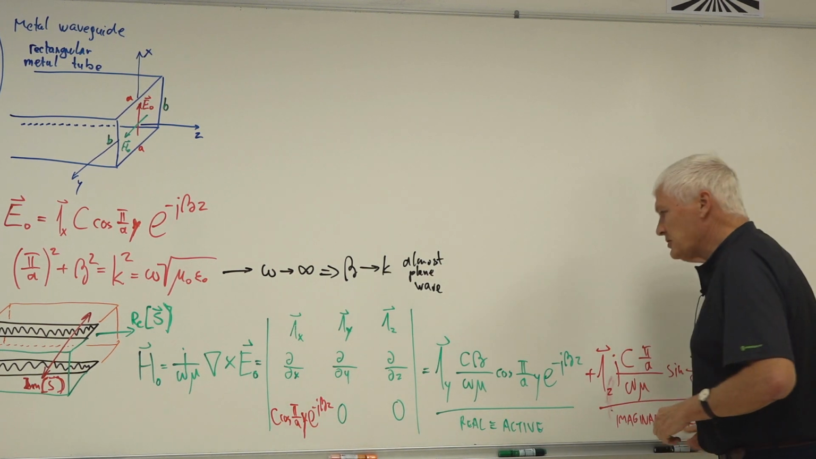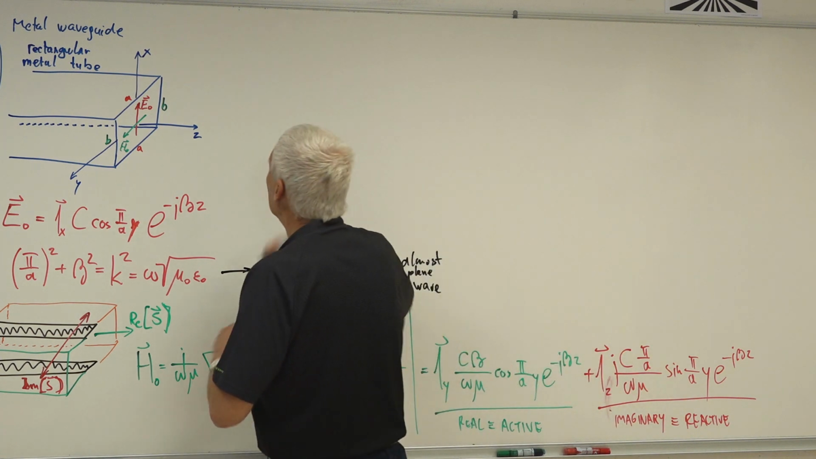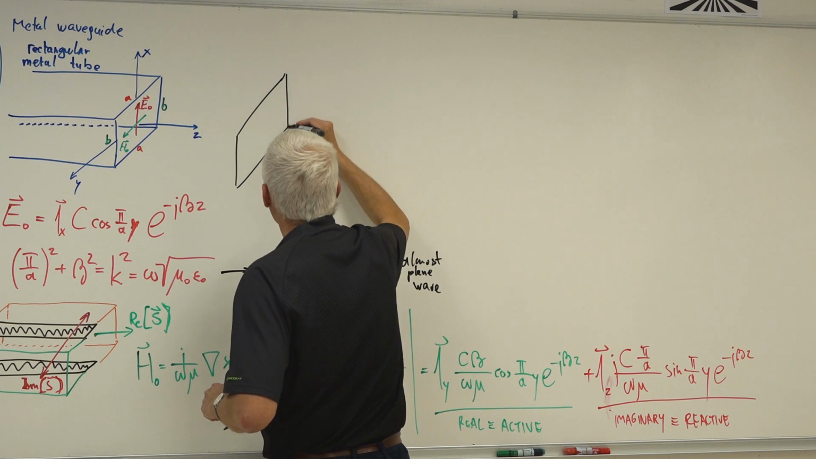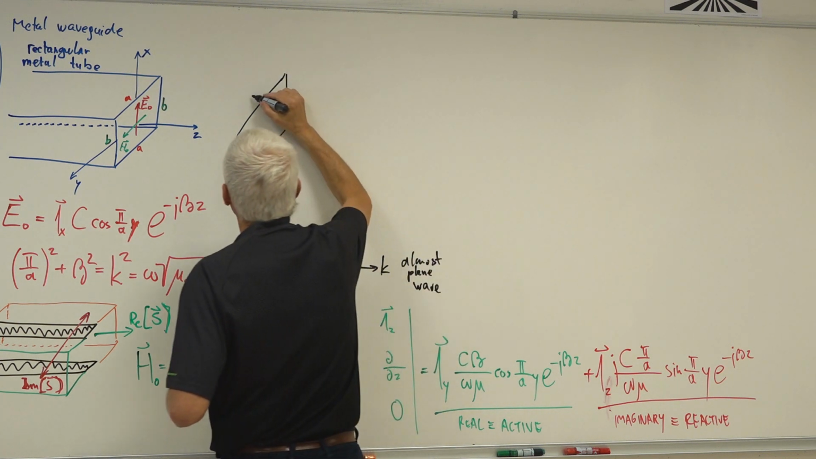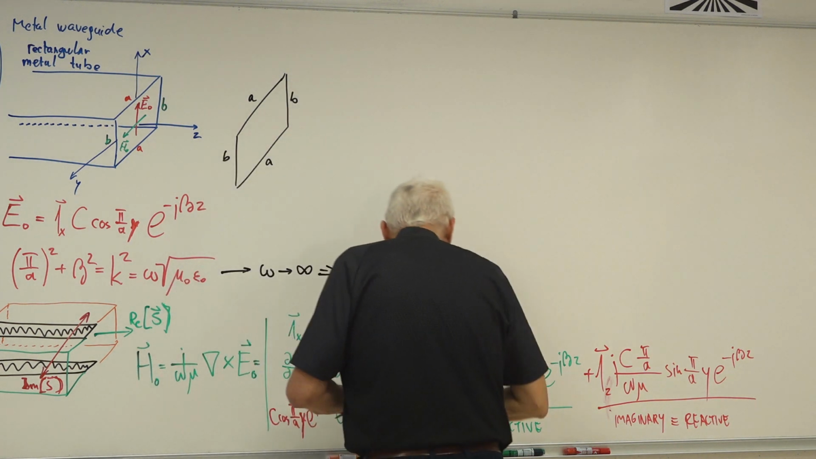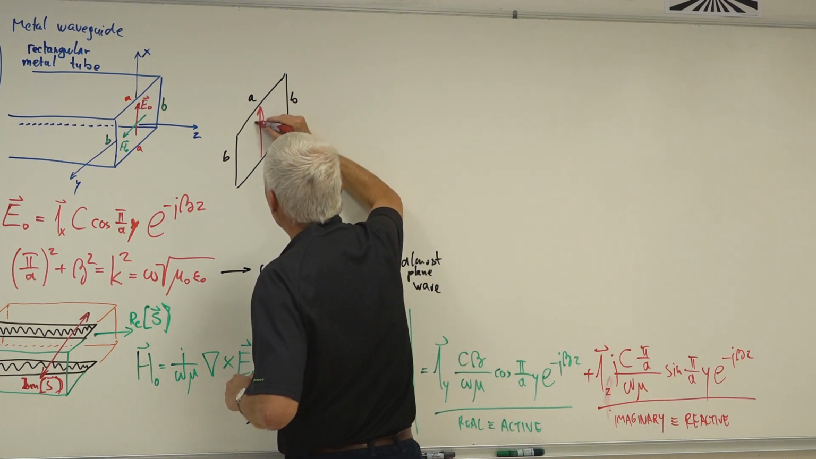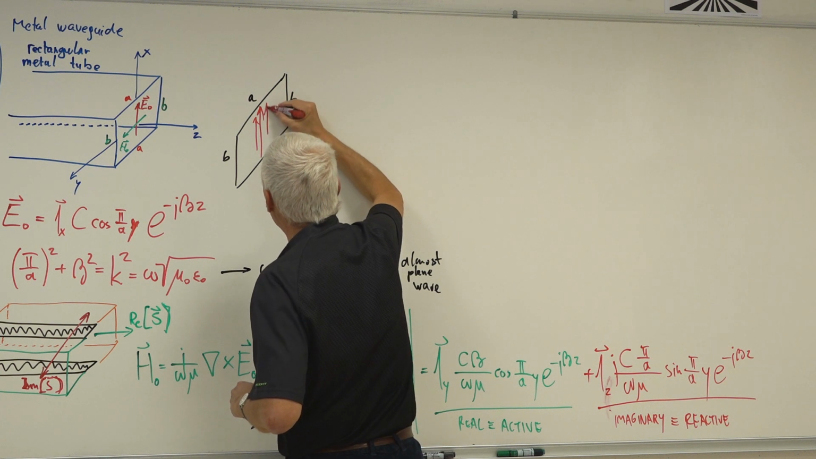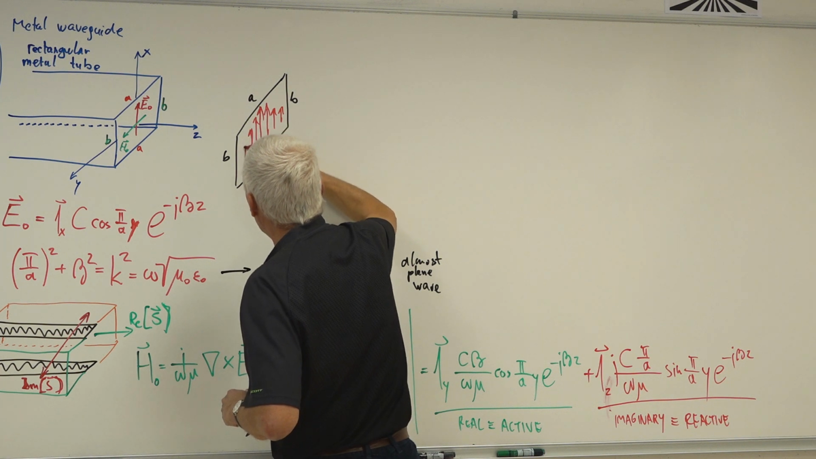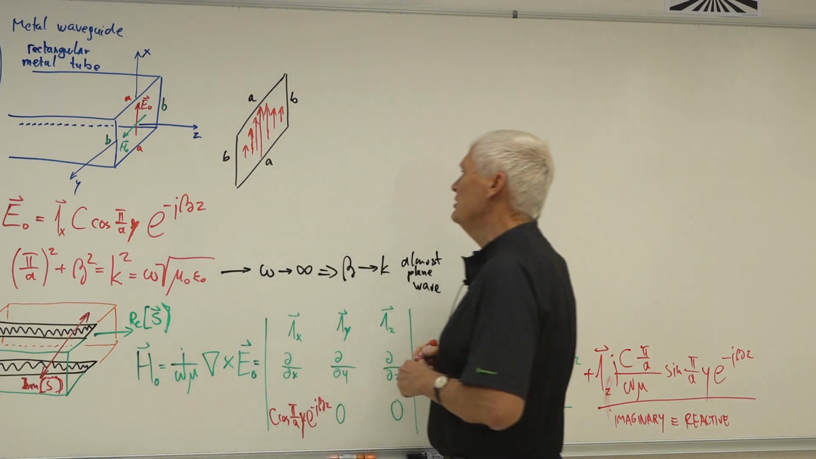But the real aperture we have here, I will redraw the aperture once again here. The real aperture has sides, the longer side a, the shorter side b. The real aperture will now have a cosine distribution. So we'll have the strongest field in the center of our waveguide, and this field slowly decaying to the edges of our waveguide.